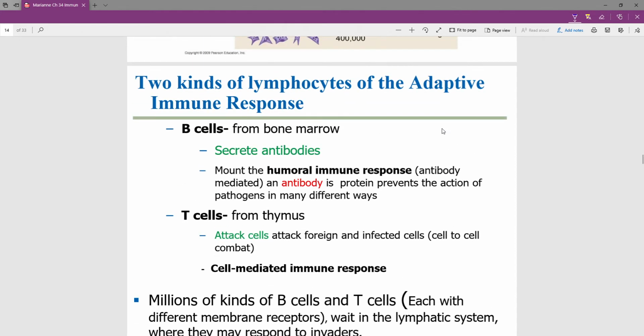The B cells come from the bone marrow. Isn't that appropriate? B from the bone. And this is why the bone marrow was labeled on that lymphatic system diagram. And the T cells come from your thymus.